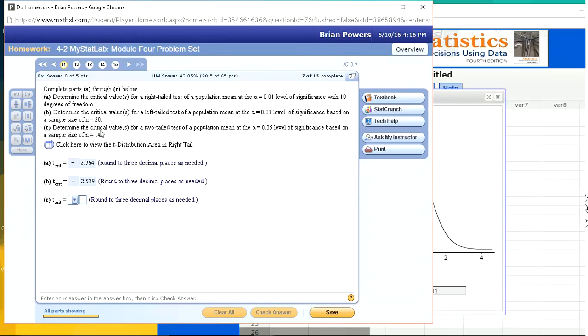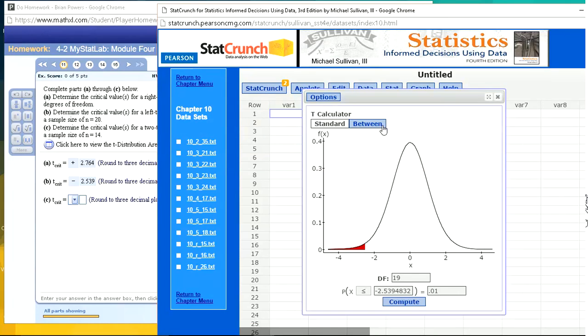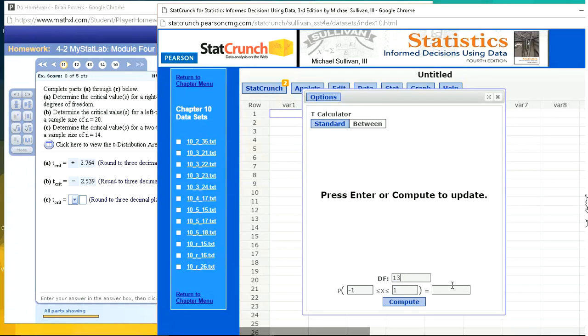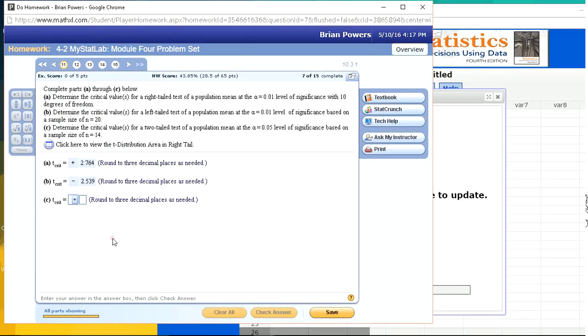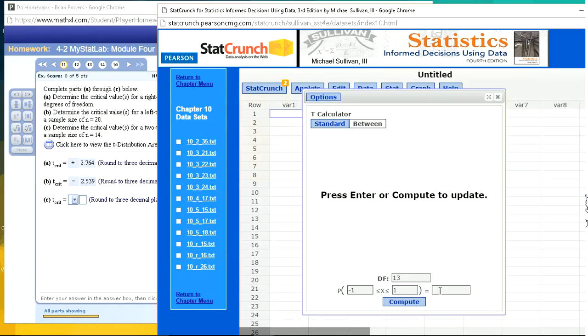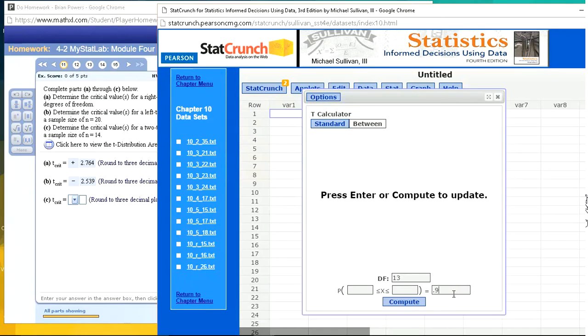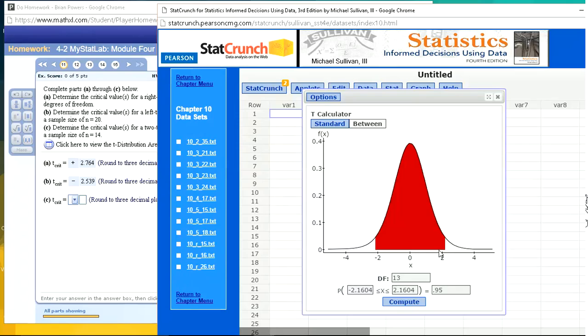Fantastic. So next one, critical values for a two-tailed test for population mean and 5% significance level. So we are going to use the between calculator, not the standard one. We're going to set the degrees of freedom. Since we have n of 14, sample size 14, that's 13 degrees of freedom. Now, we have to set the probability between, so we have to do it a little bit differently. We have to subtract that from 1. So since we want 0.05 out in the tails, that means we'll have 0.95 in between. That's the one thing we have to do here. There we go. 0.95 in between, that leaves 5% out in the tails.